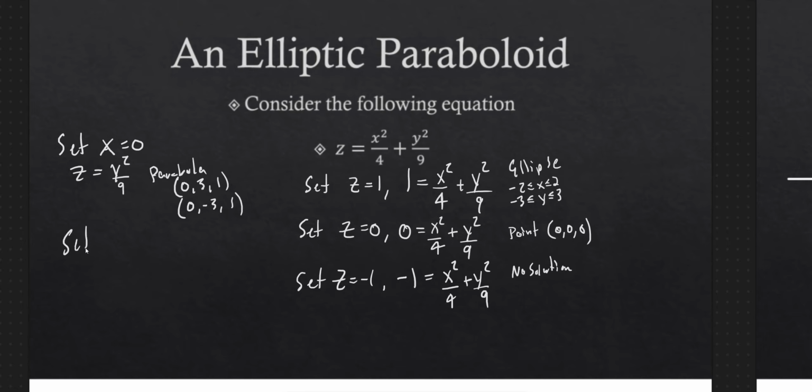And then let's set y equal to 0. And that's going to give me z equal x squared over 4. And my points here would be what? 2, 0, 1. And -2, 0, 1. And so I'm going to go ahead and draw these parabolas. This one is going to be in the yz plane. This one is going to be in the xz plane.